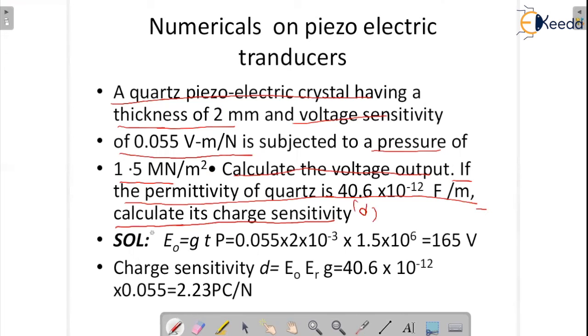What is the formula? E naught is equal to g into t into p. Substitute the g value and the thickness value. He has already given the thickness, 2 mm, and the pressure value. Then substituting, you get 165 volts. Then charge sensitivity d is equal to epsilon naught epsilon r into g. Here epsilon naught, the permittivity of free space, is 1, but he has given this value here. Then substitute these parameters and the thickness, and you get 2.23 picocoulomb per Newton, my dear students. In that way, you need to solve the problems based upon these formulas.